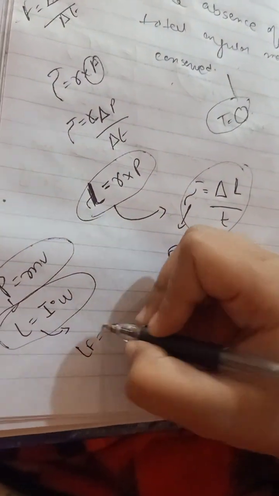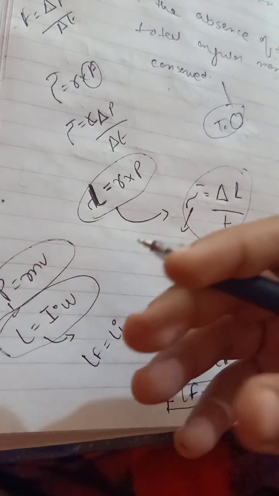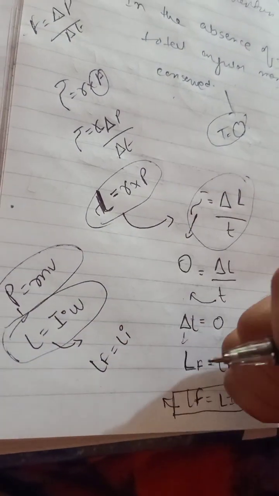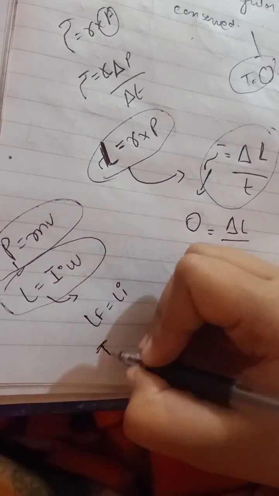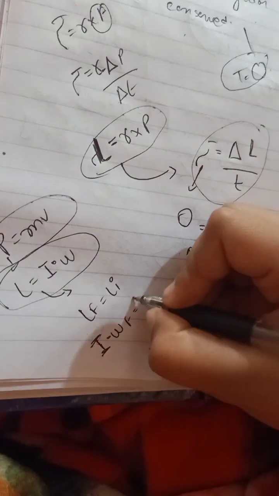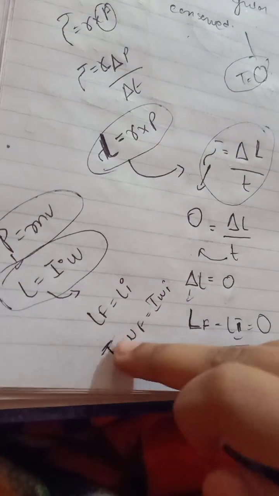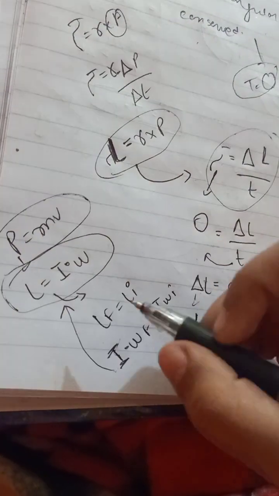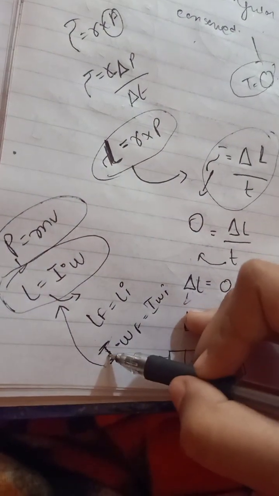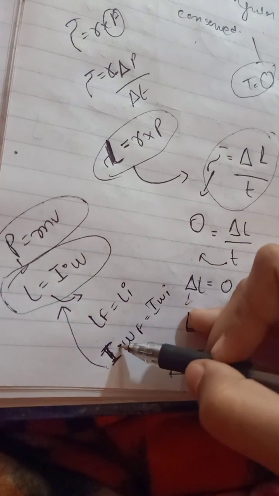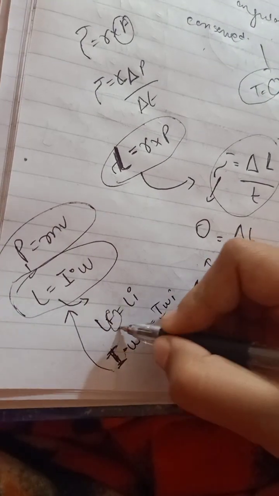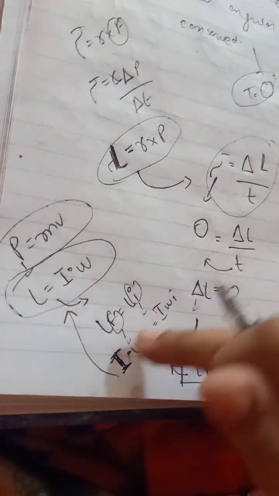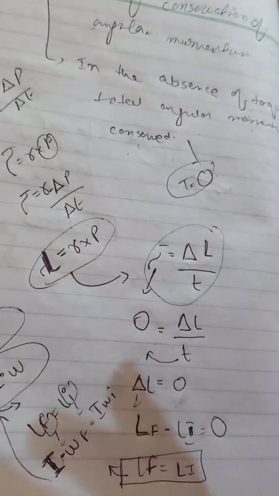After that, we can write that the angular momentum final is equal to the angular momentum initial. This is the final and this is the initial, and this is the angular momentum. L is equal to the moment of inertia into the angular velocity, so we write I omega for the final and I omega for the initial. When both are equal, the angular momentum will be conserved.